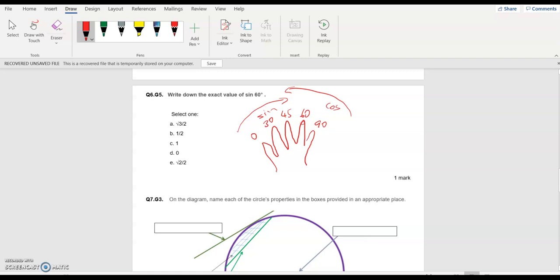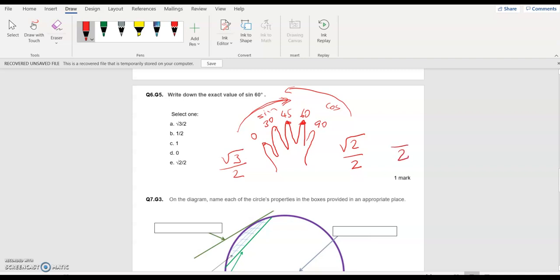So we've got 60, that's this finger here, and we're looking at sine, so we're going in this direction. Now we'll count the fingers that are before it. So we go 1, 2, 3. So that would be square root of 3 divided by 2. So divided by 2, that would be the case for all of these as we work them out, and square root at the top. So if we want to work out the sine of 45, for example, we have 1, 2 fingers in front. So we've got square root of 2 divided by 2. So all of them divided by 2.